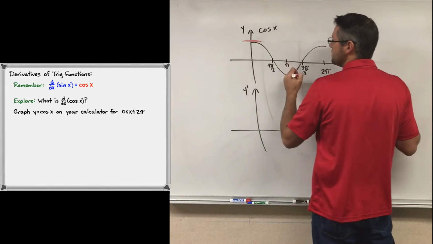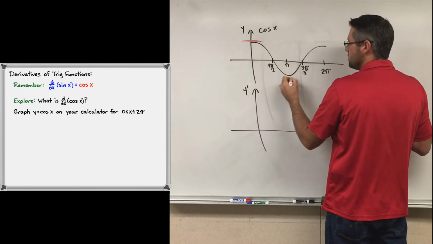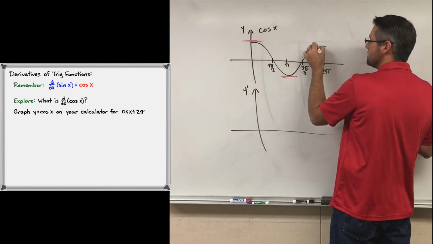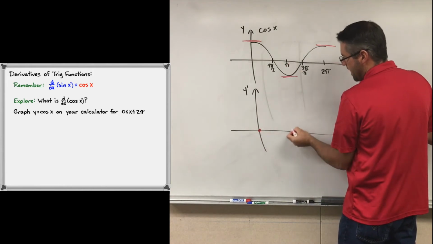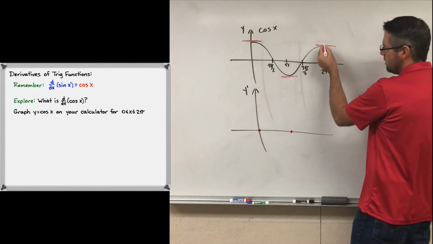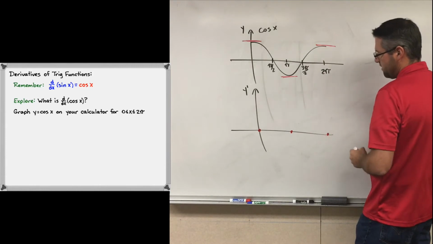Here we would have a horizontal tangent line because cosine keeps going the other way, so it's not really an endpoint. Here we have a horizontal tangent line, and here. So that means at 0, the derivative is 0. At pi, the derivative is 0. And at 2 pi, the derivative is 0.